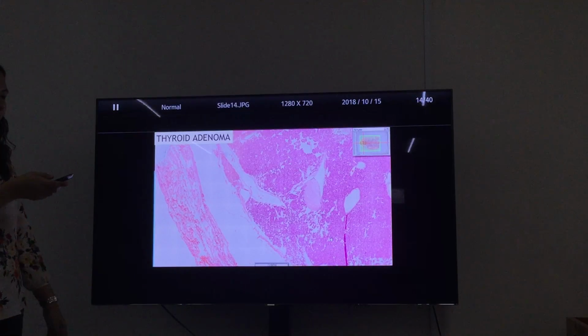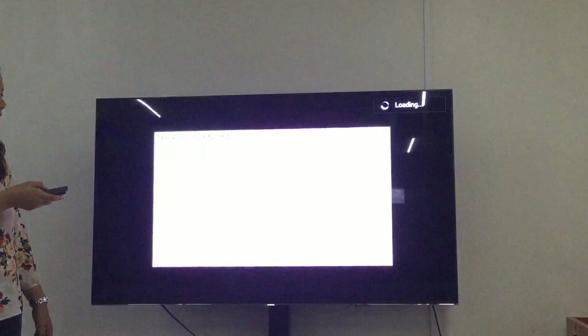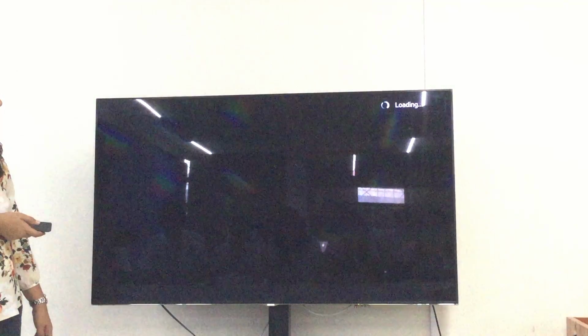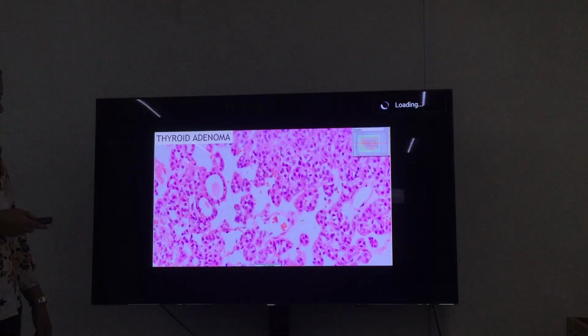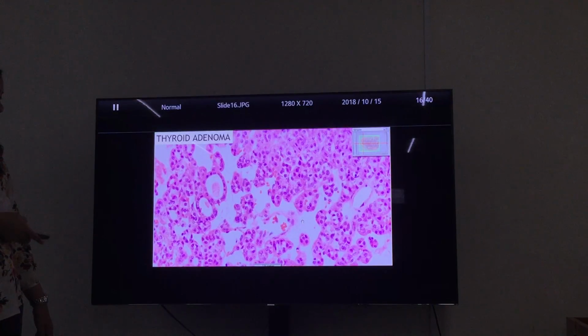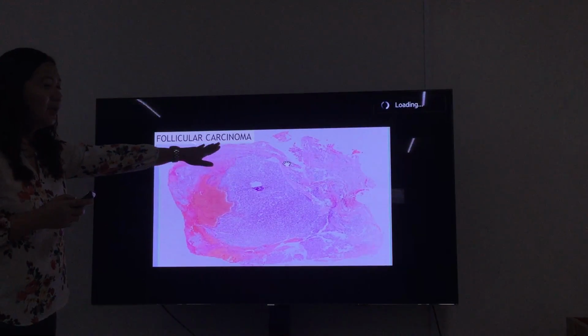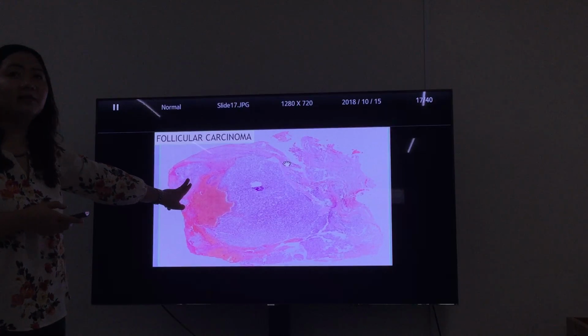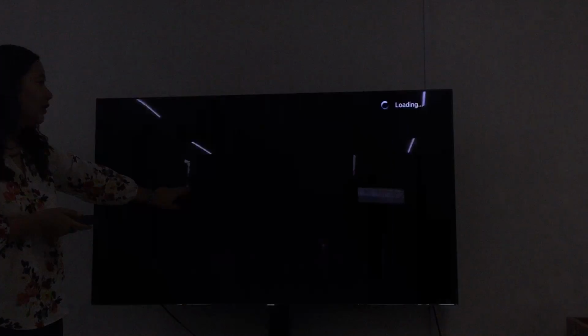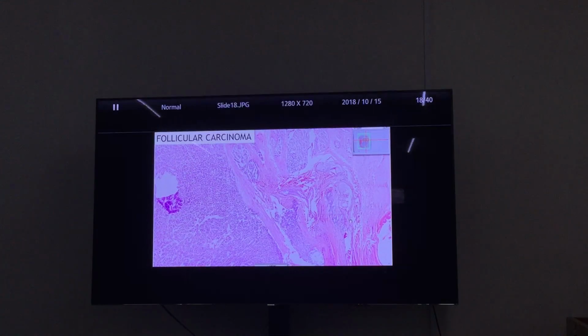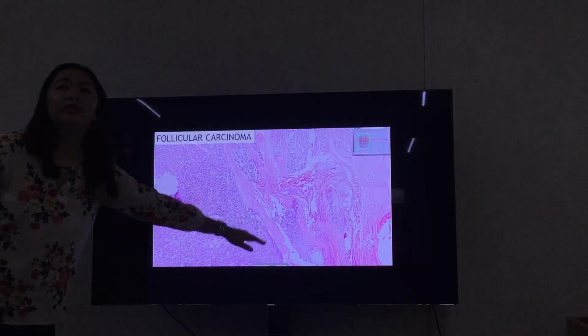But in your follicular carcinoma, this is what you see. Follicular carcinoma is also enclosed by a capsule, but it's invaded by your tumor cells. A closer view: tumor cells are invading the fibrous capsule. So the difference between follicular adenoma and follicular carcinoma is capsular invasion.